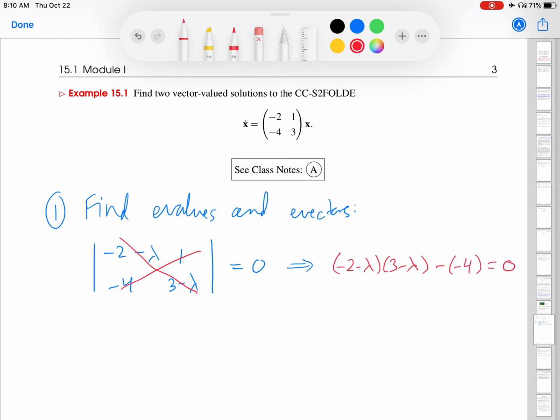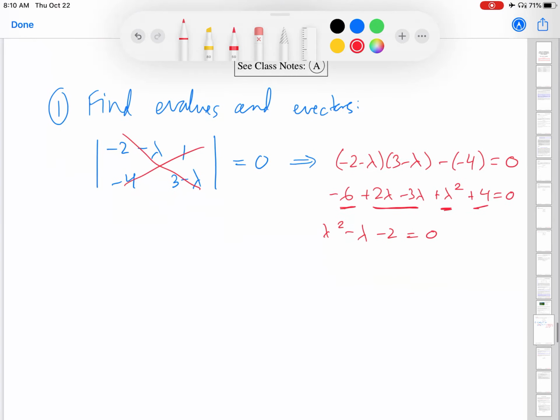Okay, and then we want to multiply things out and solve for lambda, to see if perhaps it's a nice polynomial that factors. So we have minus 6 plus 2 lambda minus 3 lambda plus lambda squared plus 4 equals 0. I'm just going to start here with lambda squared. This combines to minus lambda, and then we got negative 6 plus 4 is negative 2. This does indeed factor, so we get lambda minus 2 and lambda plus 1 equals 0. So I get eigenvalues of negative 1 and 2.